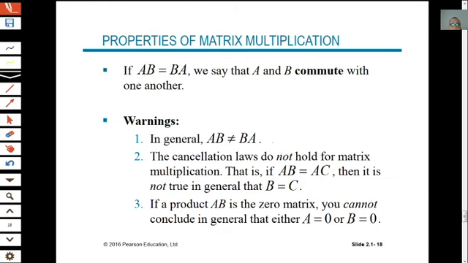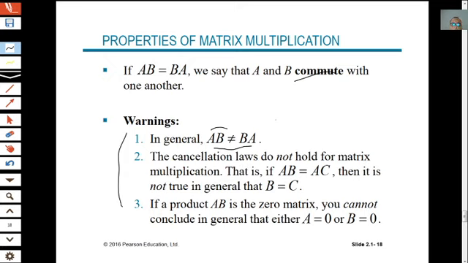If A times B is equal to B times A, if we have this equality, we say that A and B commute with one another. So we have important warnings here. In general, as I said, when we change the order, they are not equal to each other. Okay, we don't have the commutativity property for matrix multiplication.